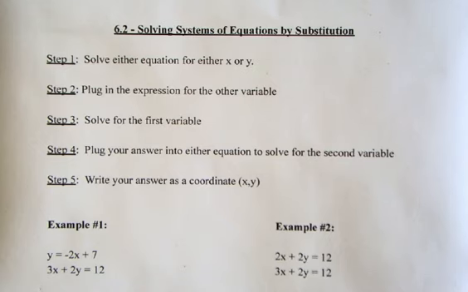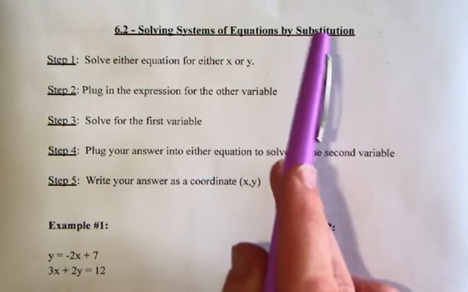So in section 6.1, we saw how to do that by graphing. Remember, we graphed two lines and we saw the point where they intersect. That was our solution. Well, there are a couple other ways which sometimes are a lot more convenient than graphing, especially because graphing can take a long time, for solving systems of equations. And the first one we're going to talk about is substitution. So this is how to solve systems of equations by substitution.